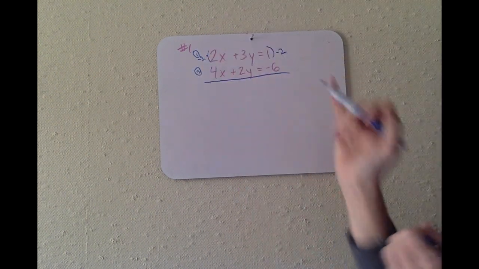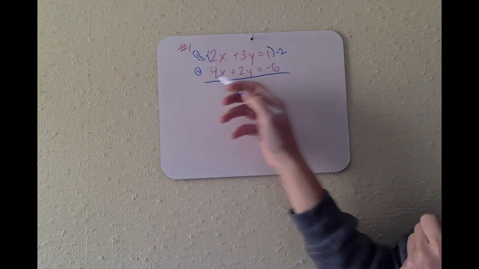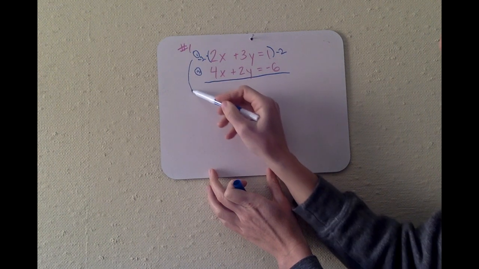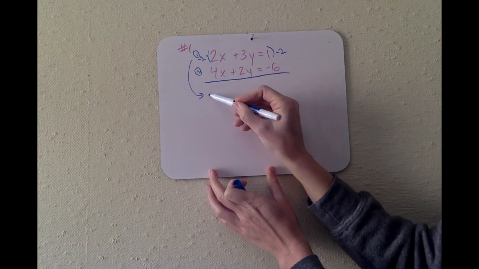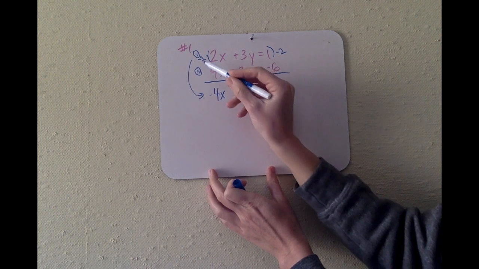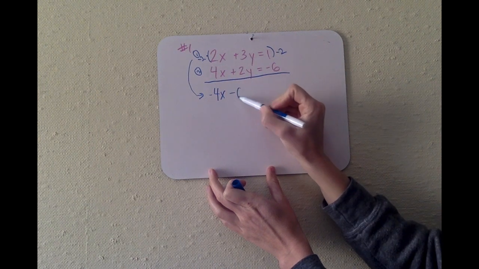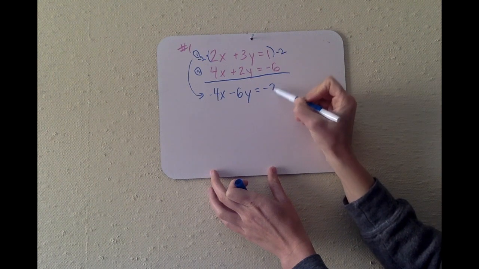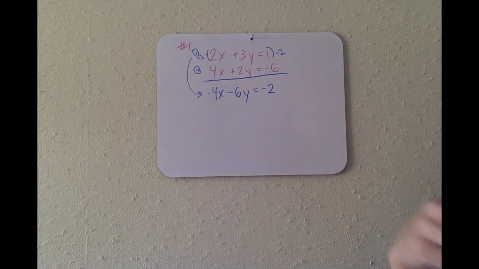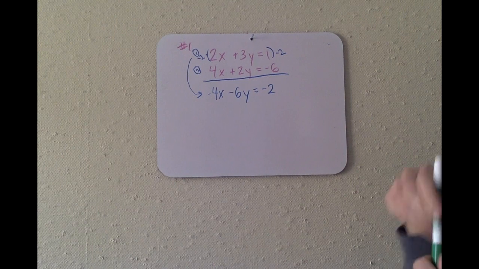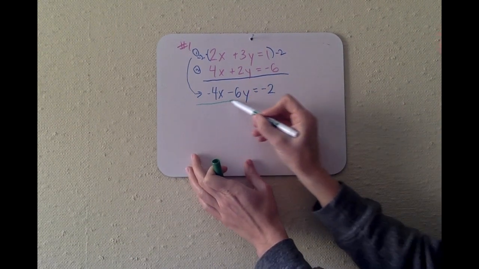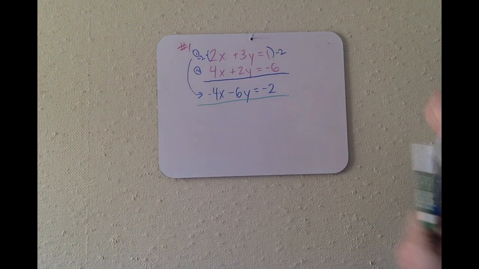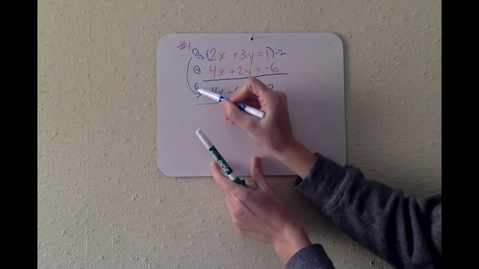Why am I multiplying this by negative 2? Because then my positive 4x can be canceled. So this changes into negative 4x. Negative 2 times 3 is negative 6y. Negative 2 times 1 is negative 2. And now we can more easily, so this is my new equation number 1.